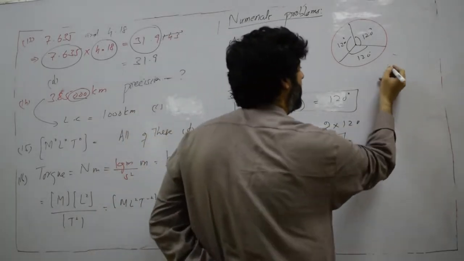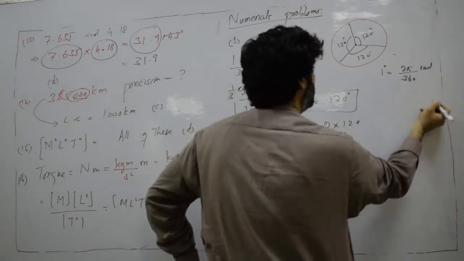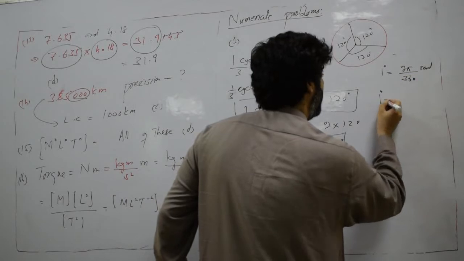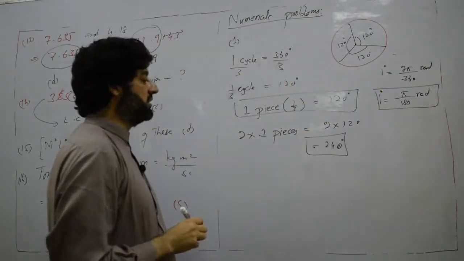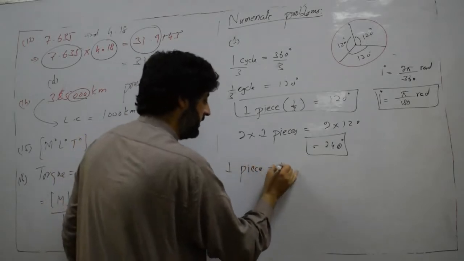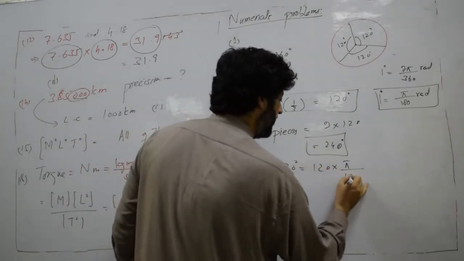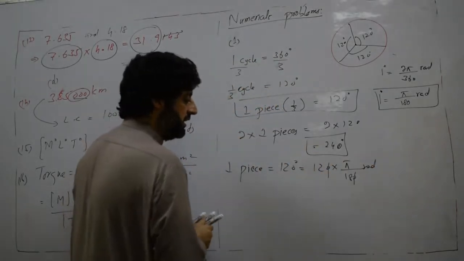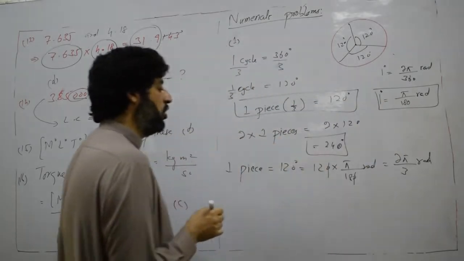Now we know that 1 degree is equal to 2 pi by 360 radians, or we can write it as pi by 180 radians. So 1 degree is equal to pi by 180 radians. Okay, so one piece of the pizza is 120 degrees. So write it here, 120 multiplied by pi by 180 radians. The zeros will cancel with the zeros, and it is cancelled by 6, so it will be 2 pi by 3 radians. So that is the angle for one piece.